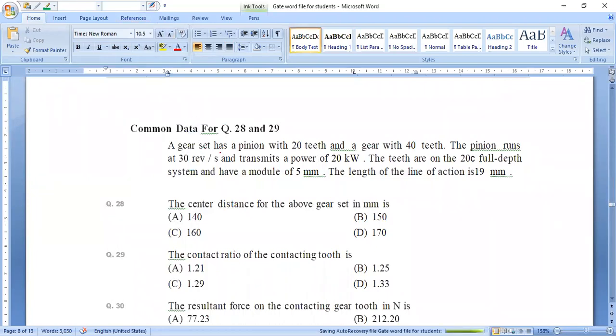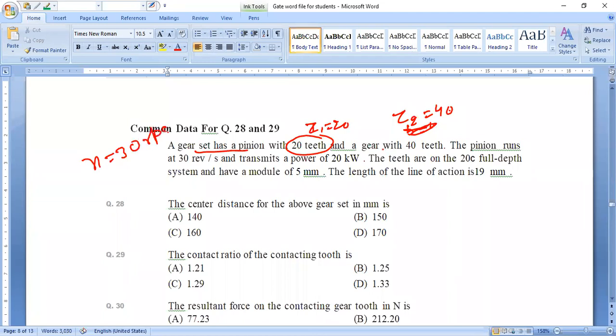A gear set has a pinion of 20 teeth. So Z1 is 20, and gear teeth are 40, so it is Z2. Z2 is 40. The pinion runs at 30 revolutions per second. So it is the RPS. N is 30 RPS, revolutions per second, and transmits a power of 20 kilowatts. Power is given 20.